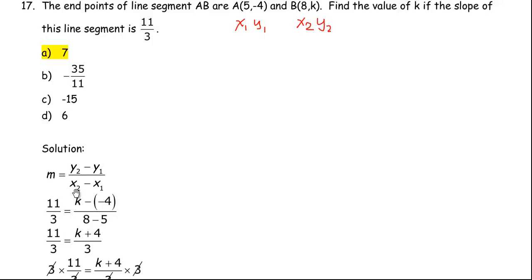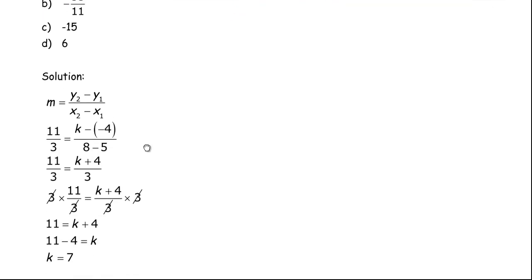And then in the denominator, I have x2 minus x1. So x2 is 8, x1 is 5. So 8 minus 5 there. And again, I substituted the 11/3 in place of m. Now I'm going to do a little bit of simplifying first. So k subtract -4 is the same as k plus 4. Remember, subtracting is the same as adding the opposite. The opposite of -4 is 4, of course. And 8 minus 5 is 3.